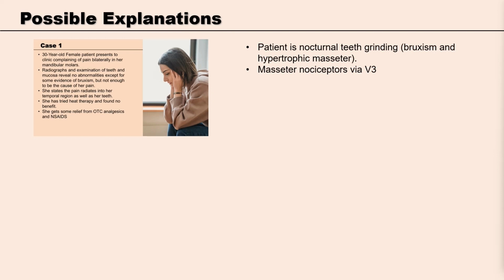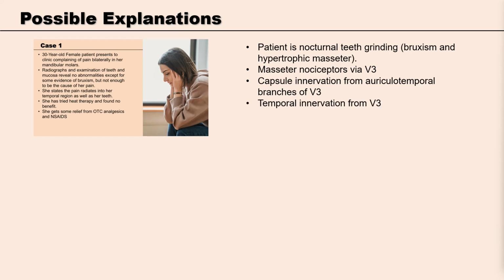What branch of the trigeminal nerve innervates the capsule of the TMJ? The auriculotemporal from the mandibular branch. She also complains of pain in her temporal region. What branch innervates the temporalis muscle? Once again, the mandibular nerve. Remember that the temporalis muscle is a muscle of mastication, so is innervated by the mandibular branch.